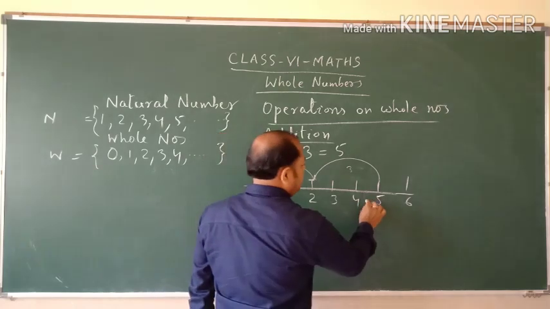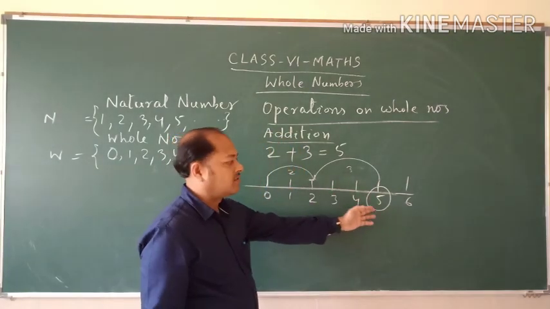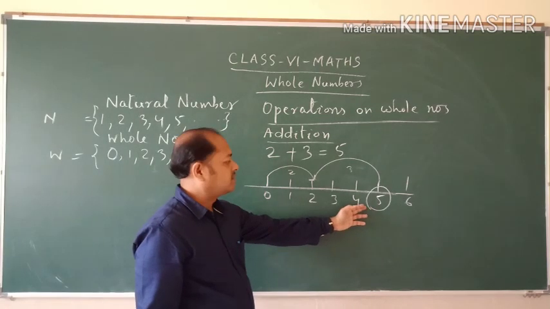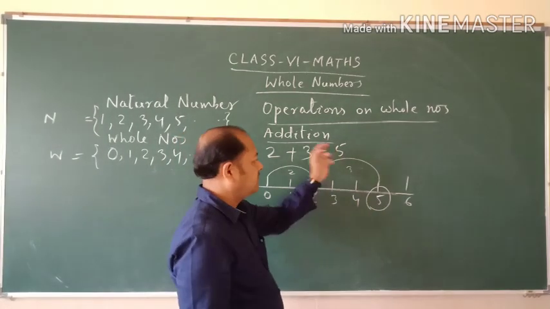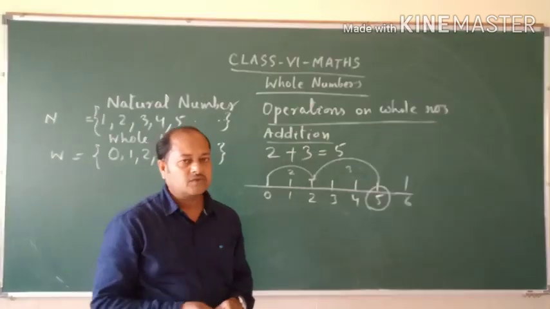Now what is the result? Look here. 2 plus 3 equal to 5 is shown on the number line like this. So the result will be 5. So this is the operation of addition.